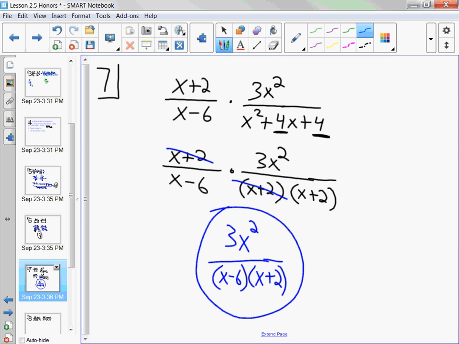So pause it. Do problem number 8 together. See if you can get that.